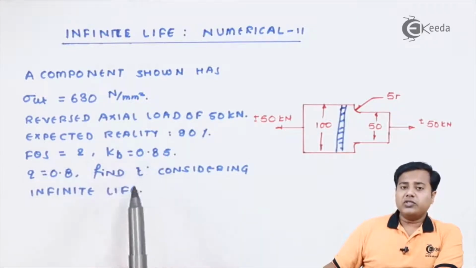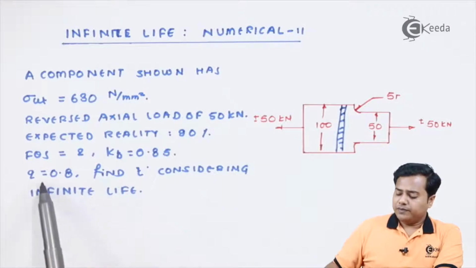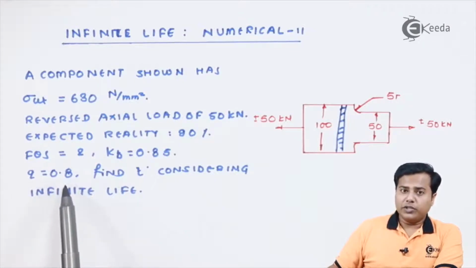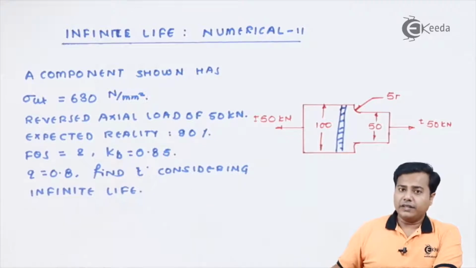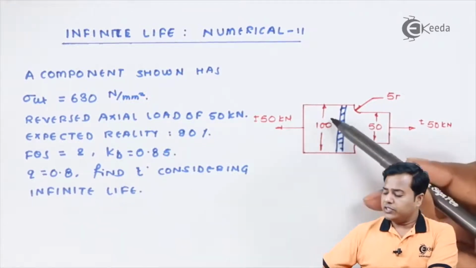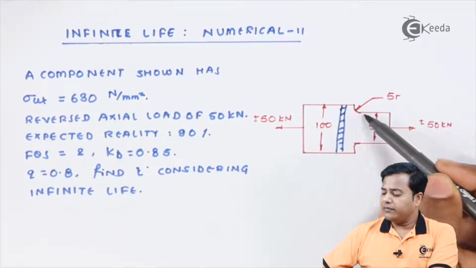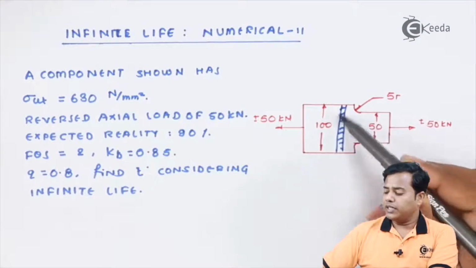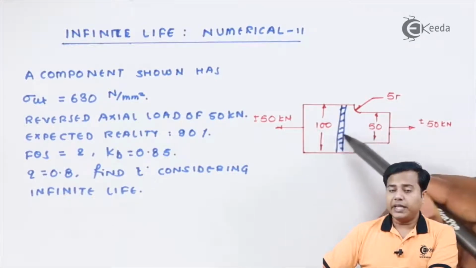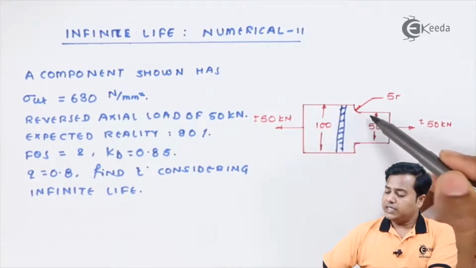The size factor mentioned is 0.85. The notch sensitivity is 0.8. We need to find out thickness considering infinite life. The only change here, if you see, there is a change in cross section and there is a fillet addition. So in order to find out the stress concentration factor, we need to consider both of these criteria, that variation of the area of cross section as well as the fillet.